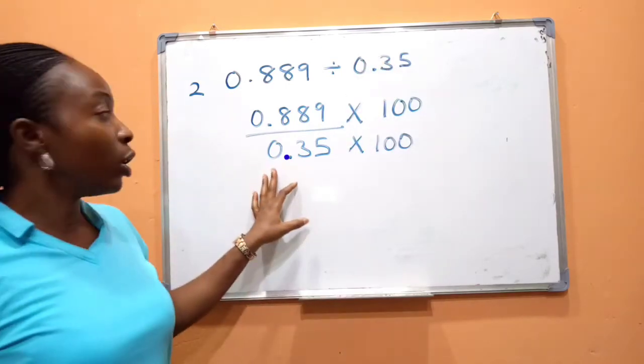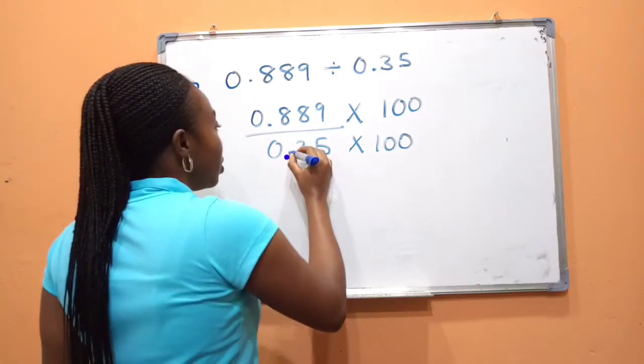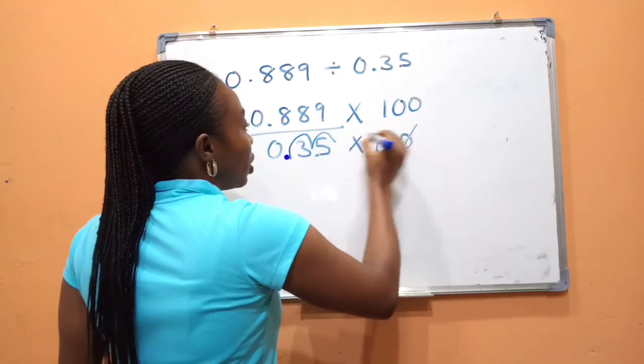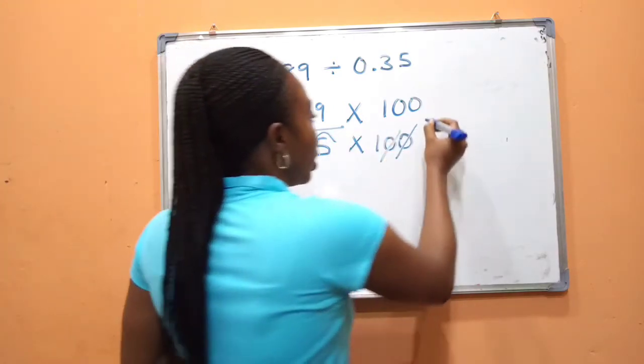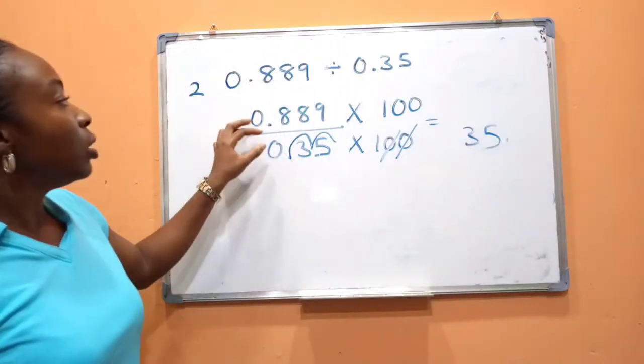So let's move the point from the left hand side to the right hand side. So we're going to have this, as this moves here, this cancels, and this moves here, this cancels. So we're left with 35 times 1. That gives us 35. Now let's look at the numerator.